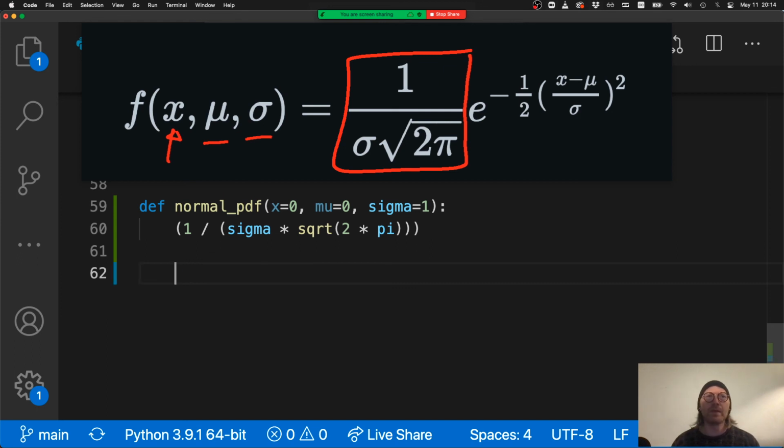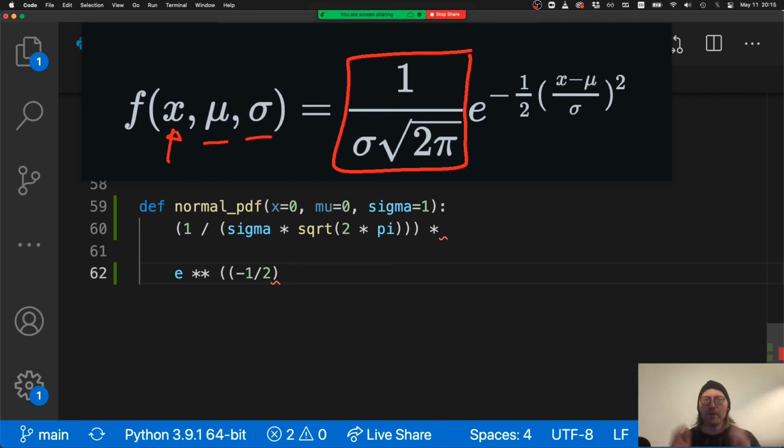This is going to be multiplied by e to the negative 1/2. Right? This problem is almost purely an organizational issue. And I'm going to wrap this exponentiated operation because it's not e to the negative half, it's e to the negative half multiplied by the difference between x and the mean over sigma, and that result squared.